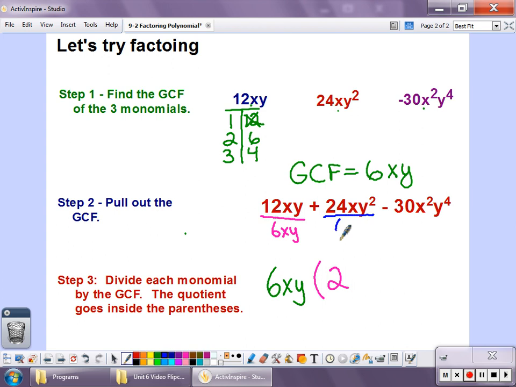24xy squared divided by 6xy. 24 divided by 6 is 4. My x's would cancel out, and I'd be left with 1 y. And then finally, negative 30 x squared y to the 4th divided by 6xy. Negative 30 divided by 6 is negative 5. I have 1 x left over and 3 y's left over.